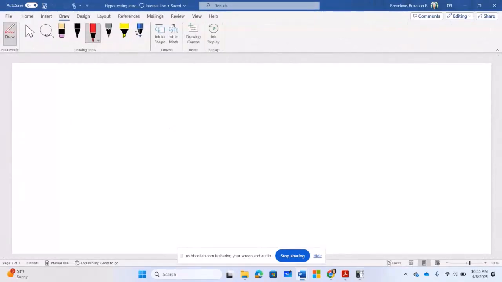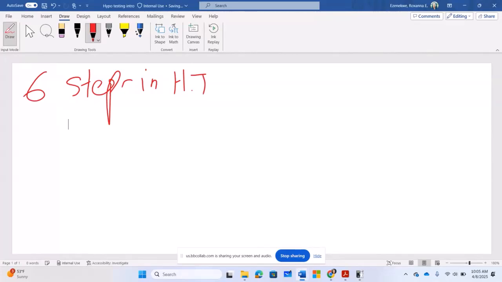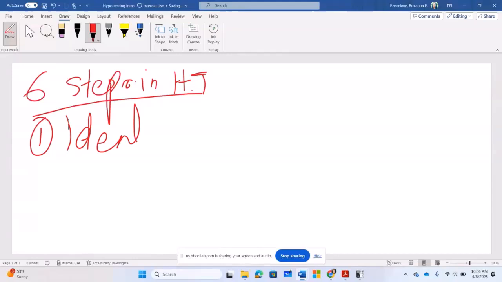So I'm going to write step 1, 6 steps in hypothesis testing. Hypothesis testing. All right, step 1, identify the claim. Identify the claim. What is the person claiming? What is he saying? Identify the claim. In other words, read the question and find the keyword.